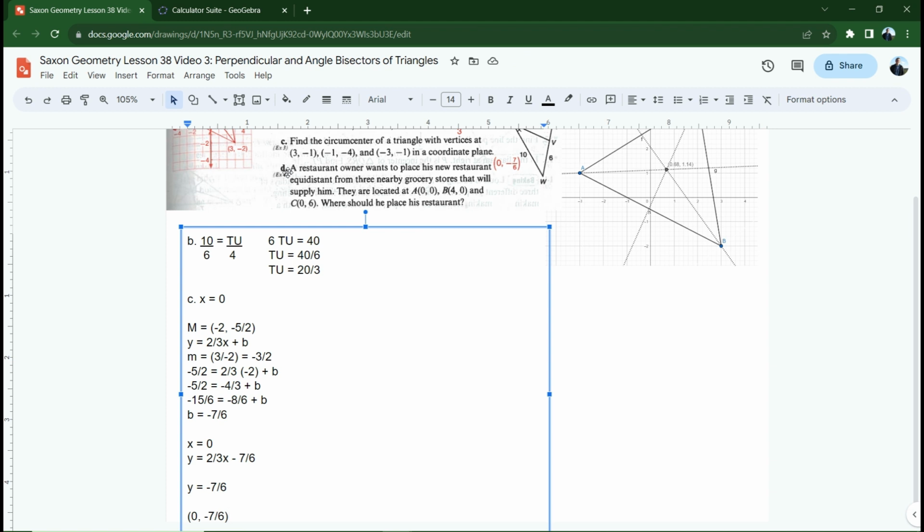D. A restaurant owner wants to place his new restaurant equidistant from 3 nearby grocery stores that will supply him. They're located at A (0, 0). Oh, that's going to be a breath of fresh air. B (4, 0) and C (0, 6). Where should he place his restaurant? I'll bet this one we can solve just by inspection.